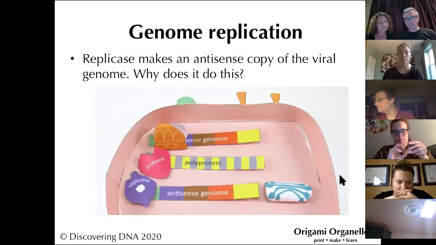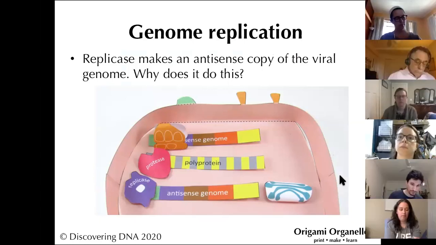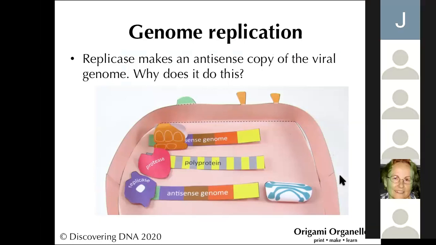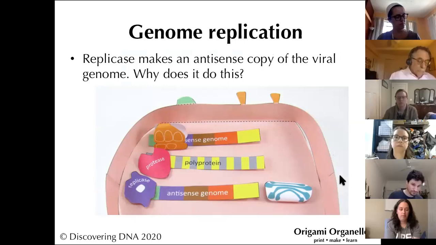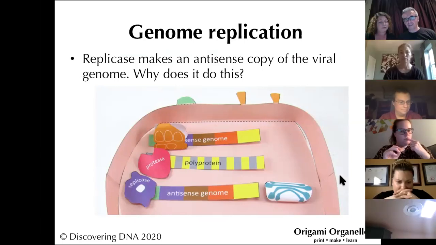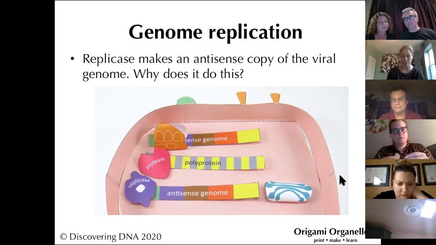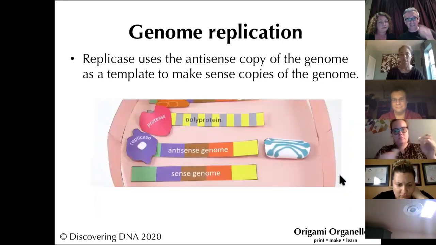Okay, so replicase immediately makes an antisense copy of the viral genome. So it copies its own genome, but makes an antisense copy. And so you get double-stranded RNA in the cell. The reason this is done, and again there's a question on there, is because this is used as a template to make more copies of the genome, more sense copies. And that's what it begins to do next. It then starts to use the antisense as a template for the sense.